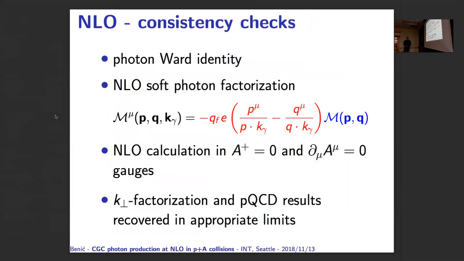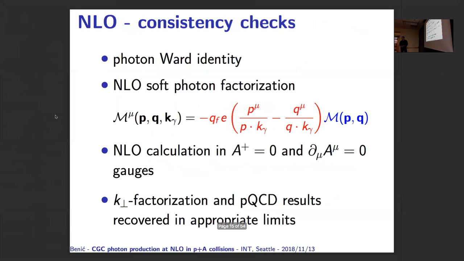For this particular calculation, we did all the possible checks we could think of, such as the photon Ward identity, and we also checked the photon factorization. So when you remove this universal factor that you get when you go to the soft photon limit, what remains is the amplitude for QQ bar production. So we reproduce that. We also did the calculation in two different gauges, the light-cone gauge and also the Lorentz gauge, and we found that the results agree on the level of the amplitude once you use the Ward identity. So that was also reassuring. And as I mentioned before, by taking the appropriate limits, we showed that we can recover the KT factorized and the pQCD results as well. So we are confident our results are correct.